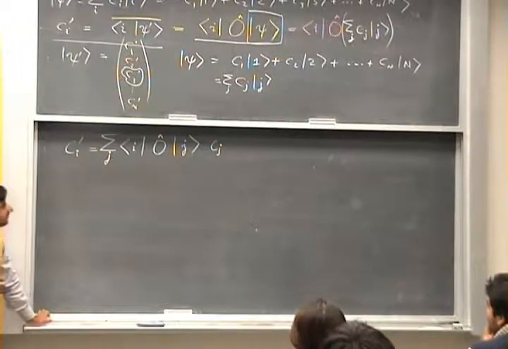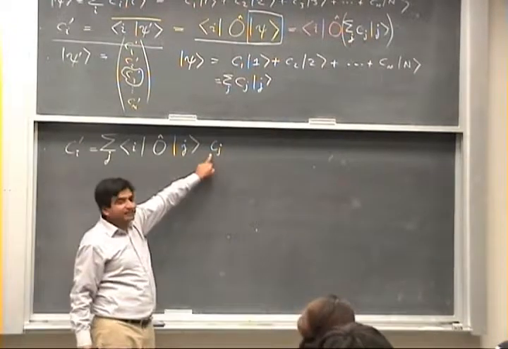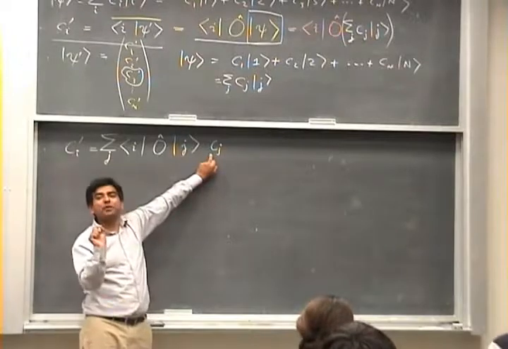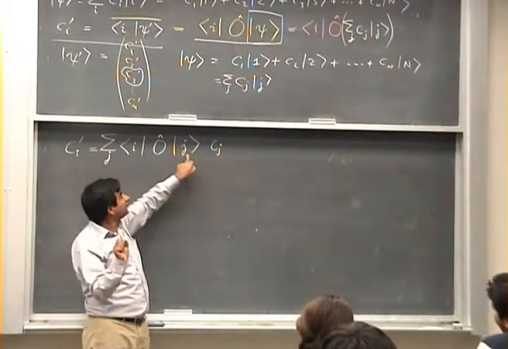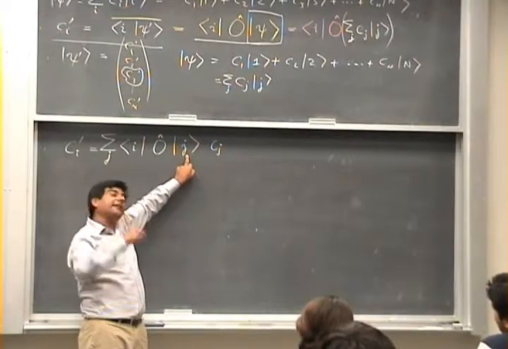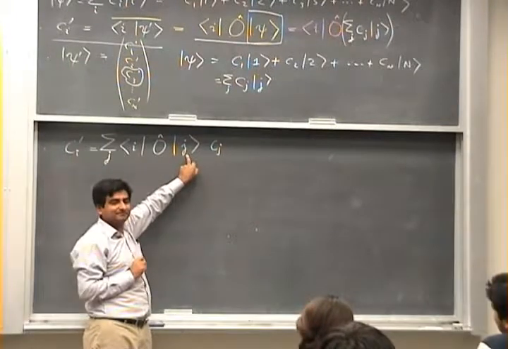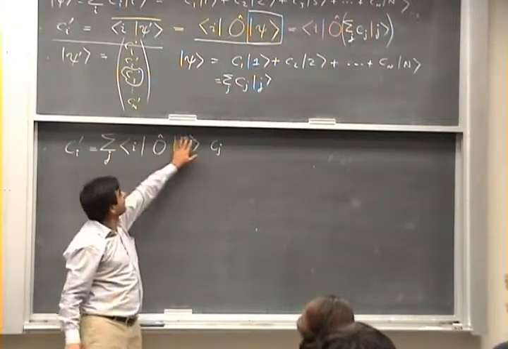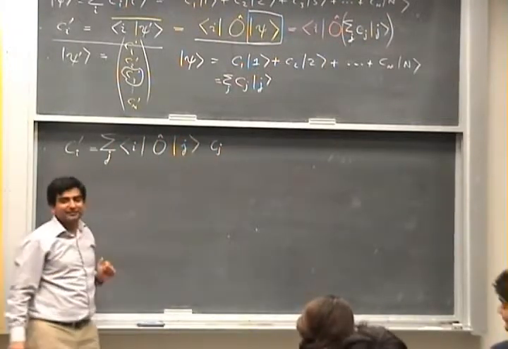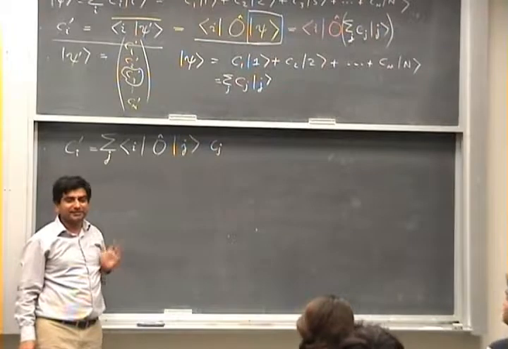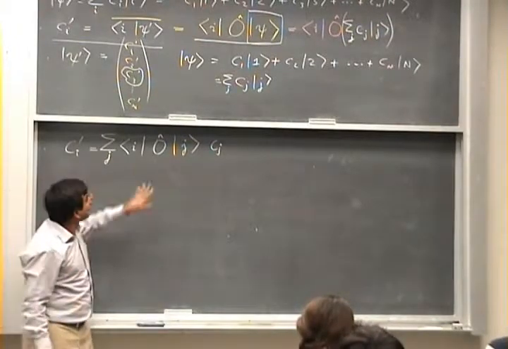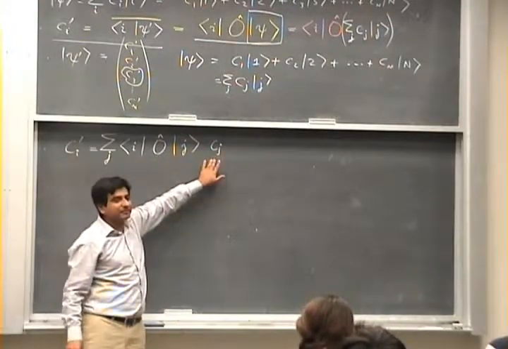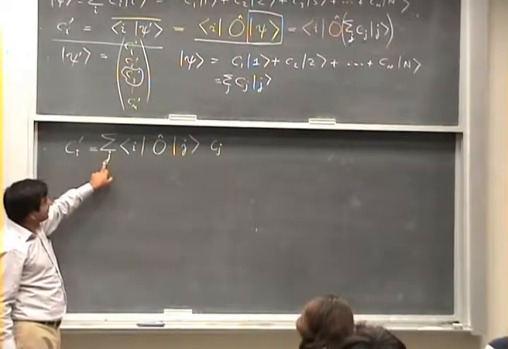Now what does this mean? This is a number Cj. It is the probability amplitude of the jth basis vector in the original state. Okay? This is just a number, just a scalar. Whereas this is also a number, right? It's an inner product. It's just a number, it's a scalar. So now I have two numbers being multiplied by one another, and I'm taking the sum.